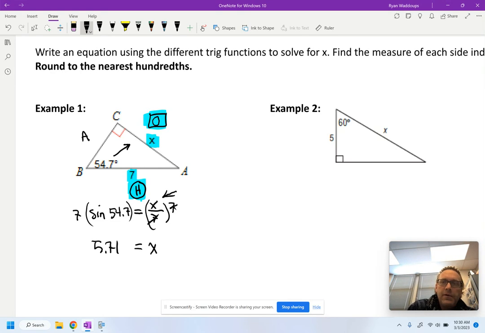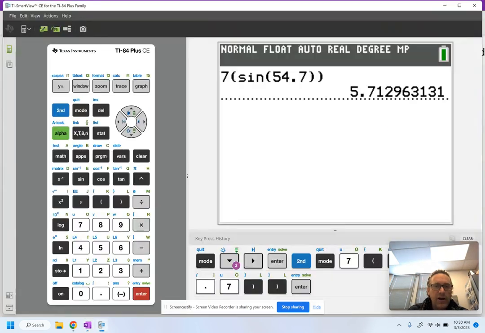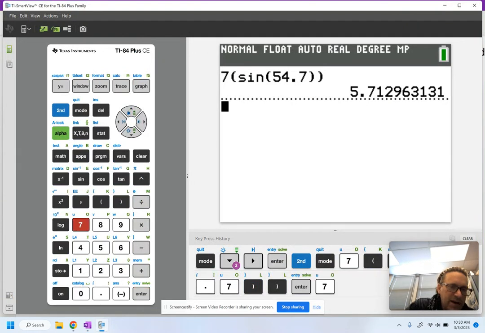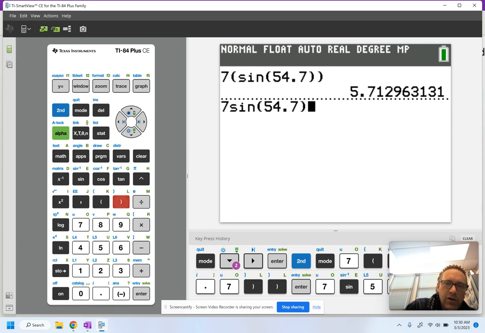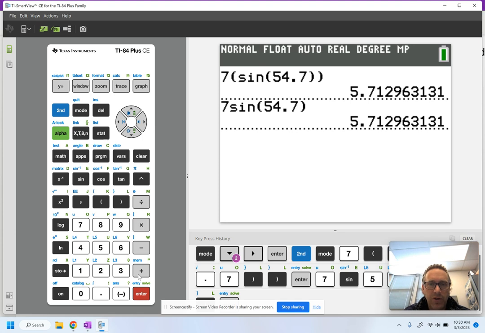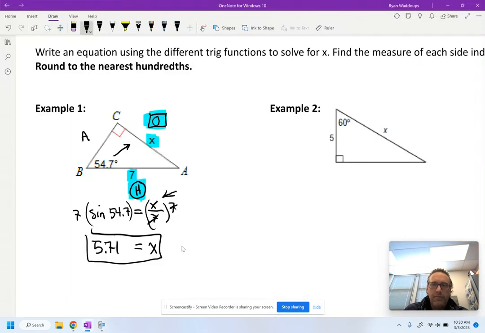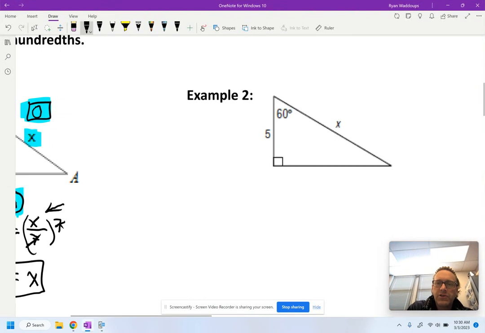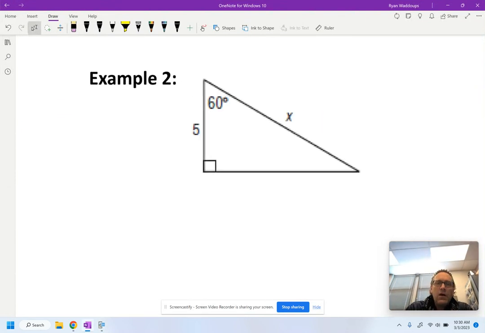And we would include the units if we knew what they were, but this 7 doesn't have any units next to it, so it would just be 5.71 units. If it was feet, then it'd be feet, and so on and so forth. So that's our answer for this first one. Now I just want to show you really quick. I could also just type in 7 sine 54.7, close the parentheses for the angle measure, and then just hit enter, and it would give me that same answer. I don't have to put the whole thing in parentheses. Okay, so I got 5.71. This is a good example too.